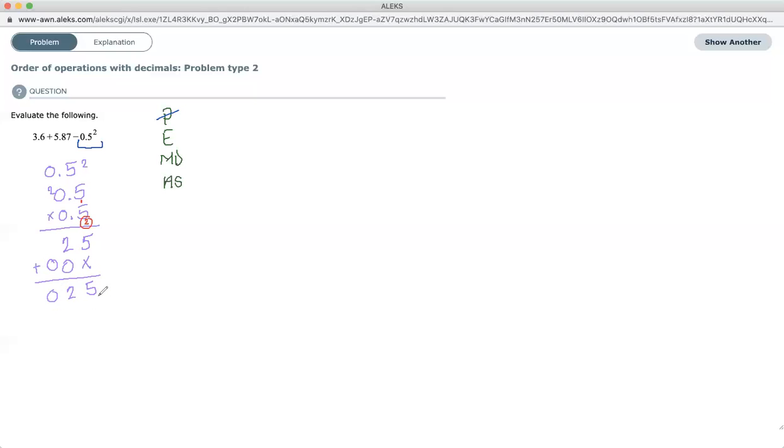0, 25, but we have to put the decimal back in. In total, there are 2 digits after the decimal in my product. So that is going to place the decimal between the 0 and the 2. Then our problem becomes 3.6 plus 5.87. Since the negative was not with the square, I'm going to keep that minus sign there. And then the squared portion becomes 0.25.